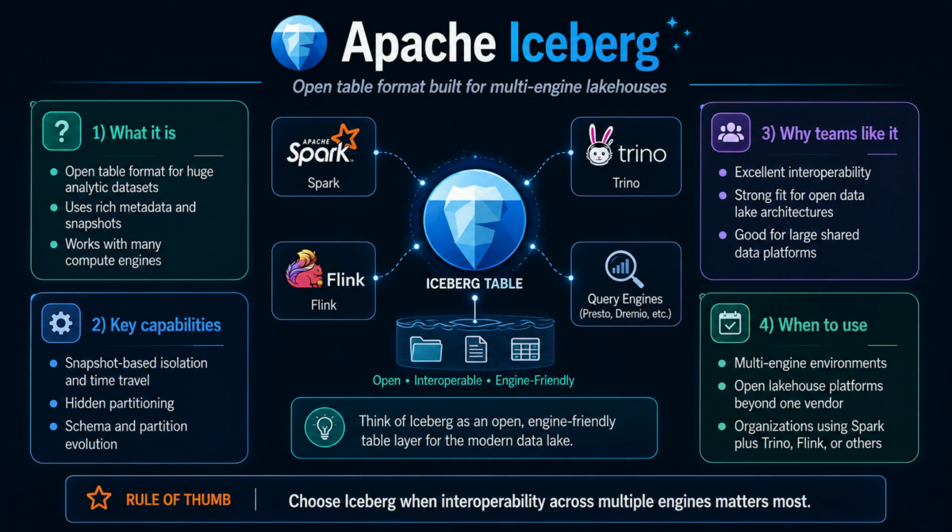Iceberg also supports schema and partition evolution, which is important when datasets grow and business requirements change. Teams like Iceberg because it is open, scalable, and engine-friendly. It is a strong choice for large shared data platforms where different teams may use different engines. The rule of thumb is, choose Iceberg when interoperability across multiple engines matters most. Think of Iceberg as an open, engine-friendly table layer for the modern data lake.